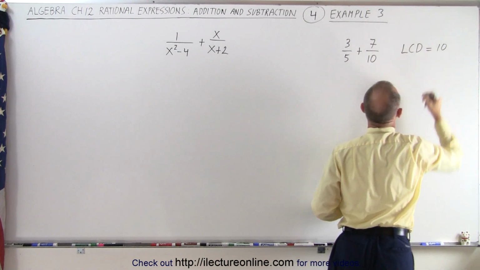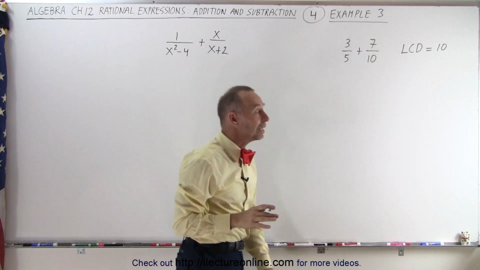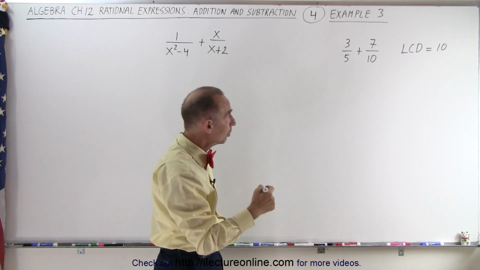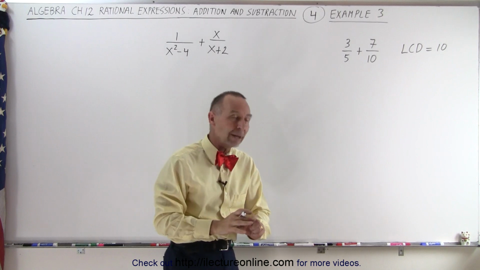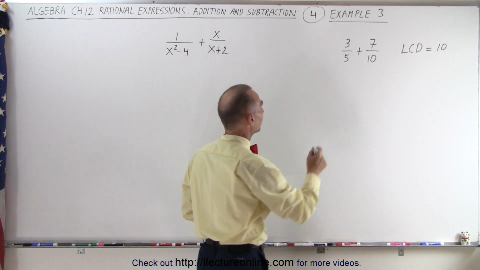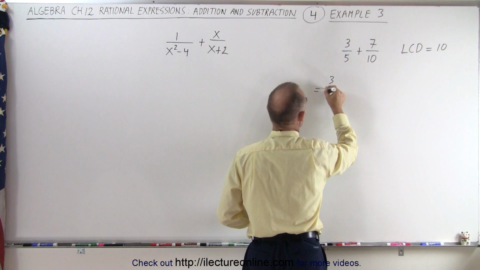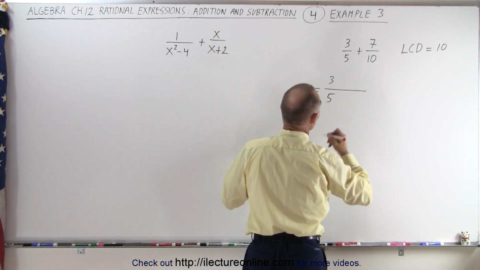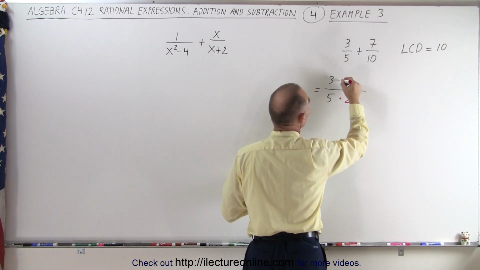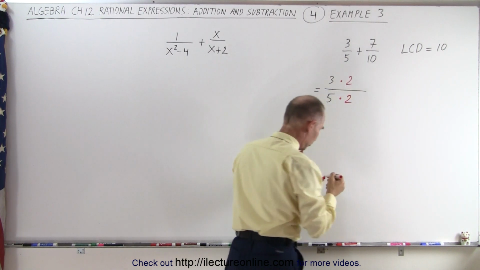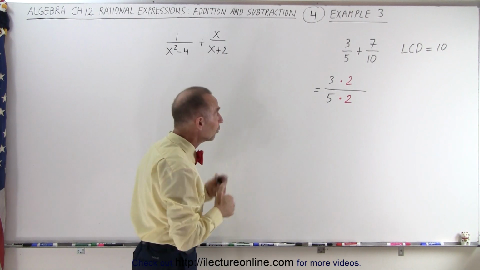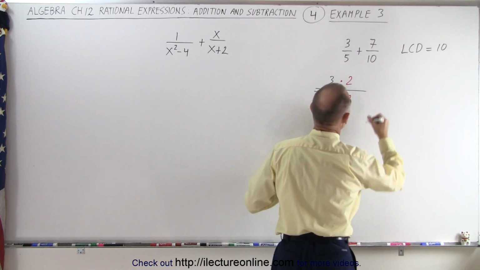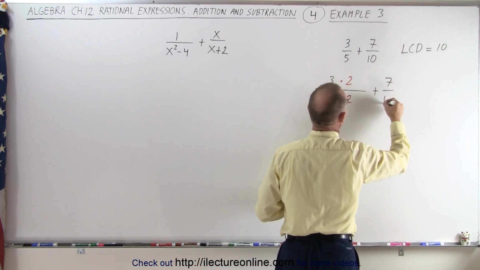is equal to 10. That means we need to change the left denominator to 10, which means we need to multiply it times 2. But of course, if we multiply the denominator by 2, we must multiply the numerator by 2. So this can now be written as 3 over 5, and I left some extra room because I'm going to multiply the denominator by 2, and the numerator by 2. By doing the same to the denominator and the numerator, nothing has really changed. Then, of course, we'll still have the plus 7 over 10.